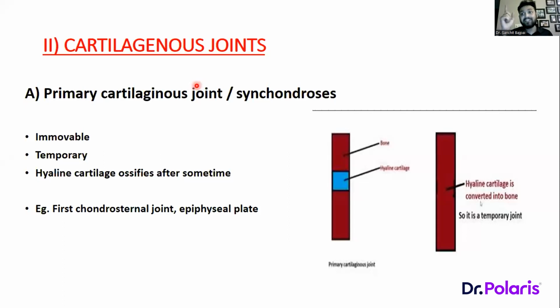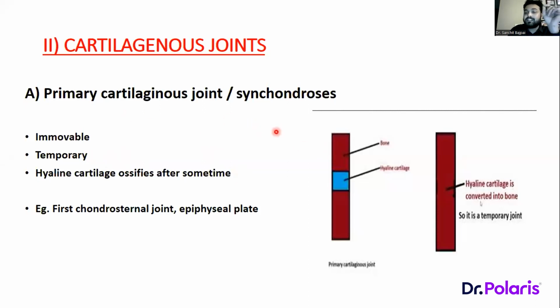As I told you, synarthrosis is a union between two bones. Synchondrosis is a union between two cartilages. Okay, so this particular variety of joint is given the name synchondrosis. Okay, now what exactly do you mean by synchondrosis? Just see this particular diagram, and I'm going to tell all the concepts here itself. Synchondrosis is also called a primary cartilaginous joint. This is a type of immovable joint, and it is a temporary joint. So now what exactly do you mean by this term?